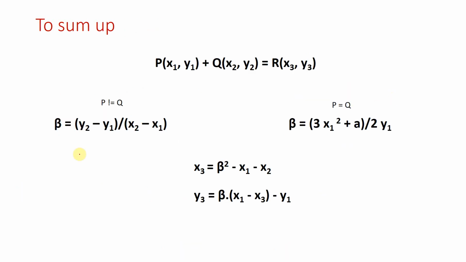To sum up, I need to find the beta value first, and if the p and q values are equal to each other, then I need to use this formula. On the other hand, if p and q are different points, I need to use the slope formula. Then these are the calculations for the new point x3 and y3.